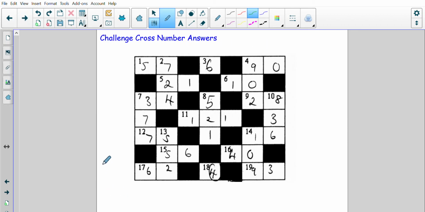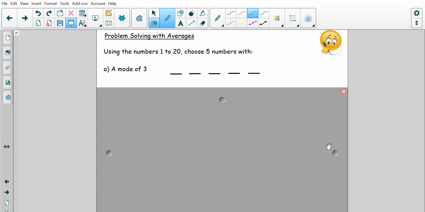So here are the answers to the cross number. So you can mark those, or you can pause it and mark those there. Now let's go back and I'm going to show you, if you feel up to having a go at the hyper challenge, how we can do problem solving with averages.